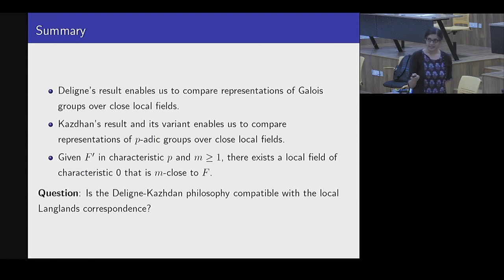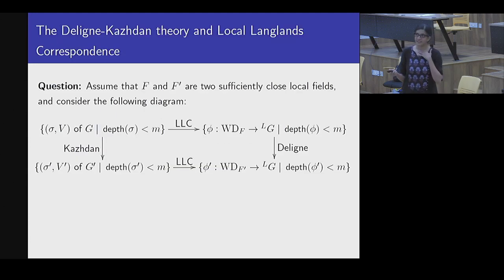Now, the question is whether the Deligne-Kazhdan philosophy is compatible with the local Langlands correspondence. The one-dimensional version of this question is already Deligne's work, which I had recalled earlier, because the local Langlands correspondence in one dimension is just local class field theory. So to make this question more precise, assume that the fields F and F prime are sufficiently close, and we will consider the following diagram.